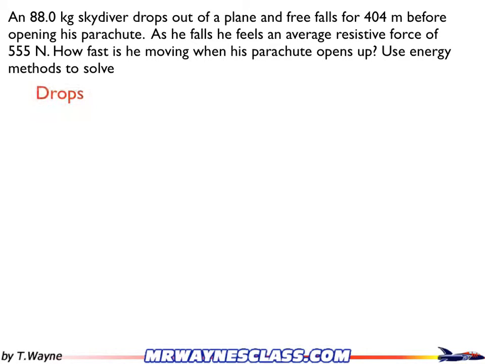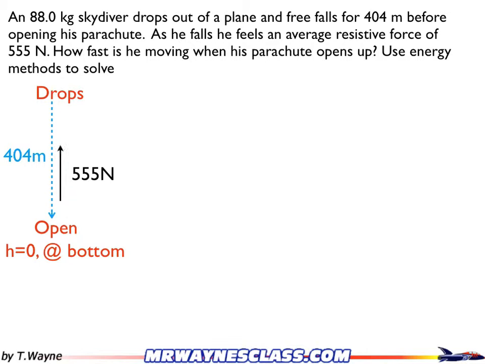So, he drops out of an airplane. He falls 404 meters to where his parachute opens up. I'm going to call this height 0 because that's basically the bottom part of the motion that I'm looking at. During this whole time he falls, there is a resistive force of 555 newtons. So this resistive force is really drag or air resistance, and it's a non-conservative force. In other words, whatever energy it uses up, you don't get it back. It's all gone. Only gravity and springs give us our conservative forces.